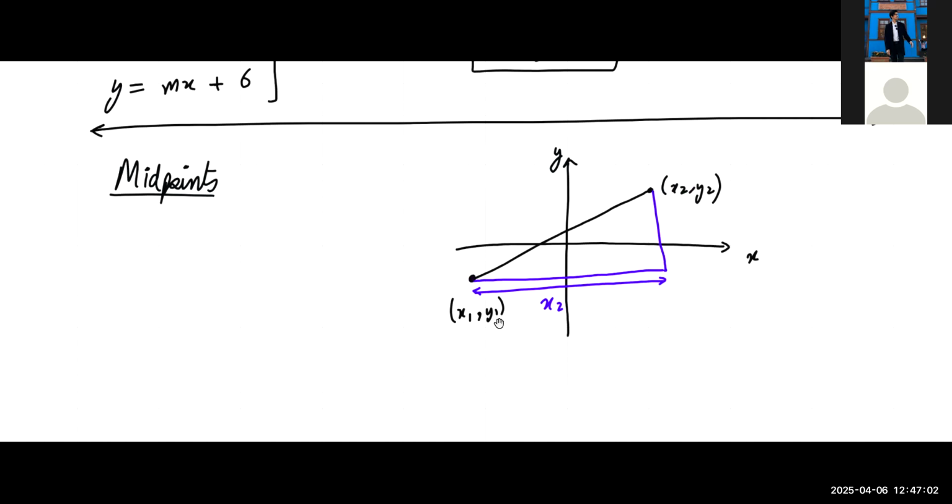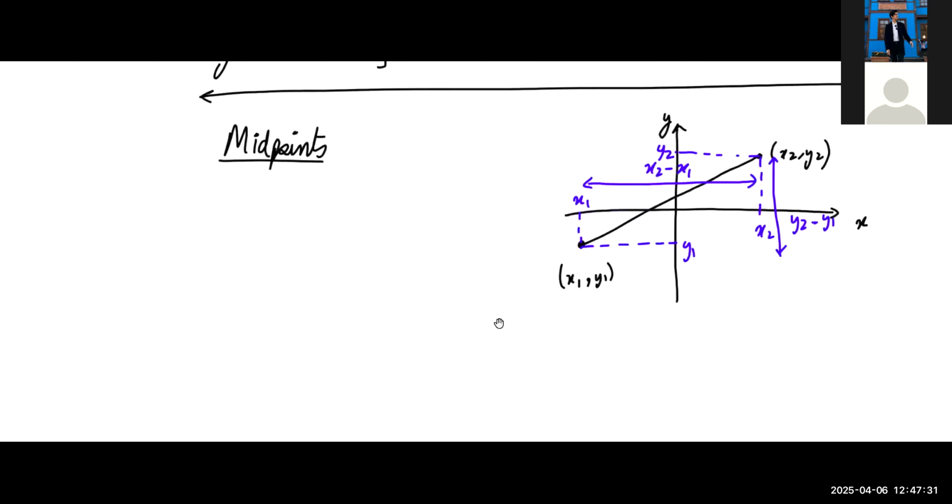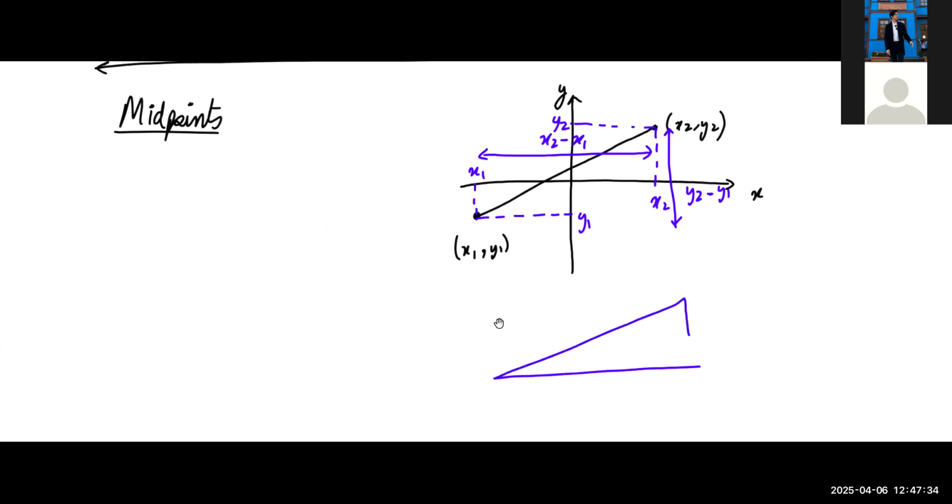Let me actually draw this a bit better. If the x value of this point is x1 and this one is x2, you can find the distance between them by subtracting x1 from x2. Is that clear? Okay. And if the y value of this point is y1 and this one is y2, similarly, you can find the y distance between them by doing y2 minus y1. So now, what do you have? You have a triangle where you know the x distance and the y distance, and you're trying to find the hypotenuse.